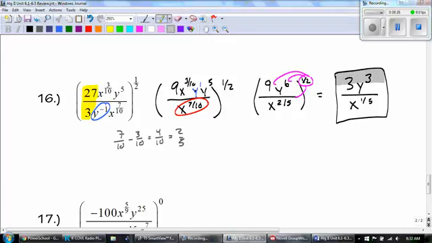Okay, and then your final answer should have been 3y cubed x to the 1/5. Okay, so you can see I moved my negative exponent. I figured out which fraction was bigger, either x to the 1/10 or x to the 7/10. And then moving that negative y, distributing the 1/2, 9 to the 1/2 is 3. y to the 6th times 1/2 is y cubed, and 2 to the 5th times 1/2 is 1/5.